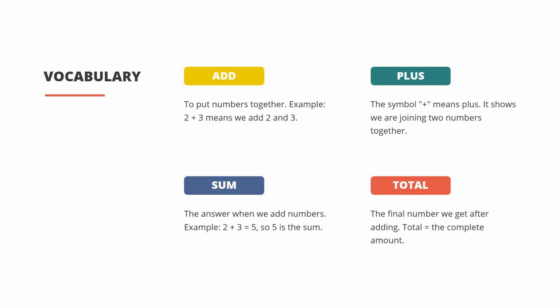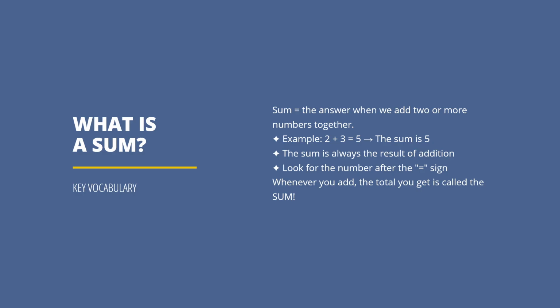There are some important words we use with addition. The word add means to put together. Plus is another word for add. Sum is the answer we get. And total means the final number after adding. What is a sum? A sum is the answer we get when we add numbers together. For example, in 2 plus 3 equals 5, the number 5 is the sum.